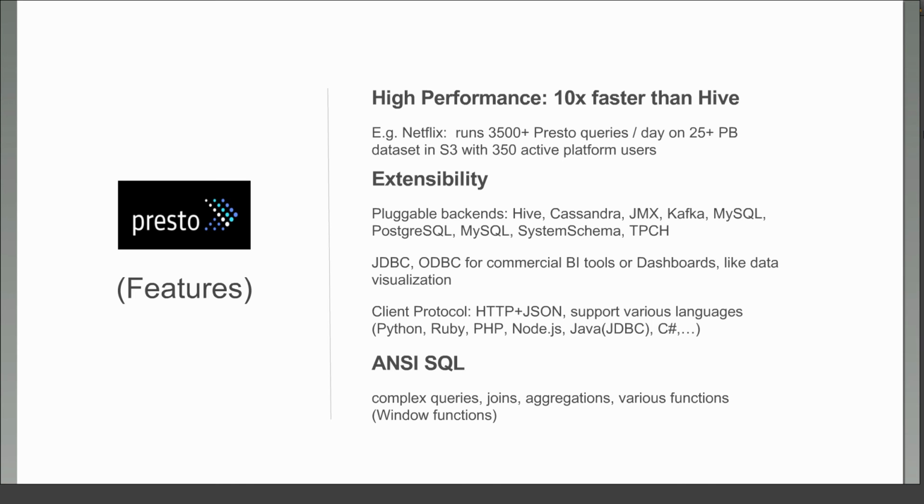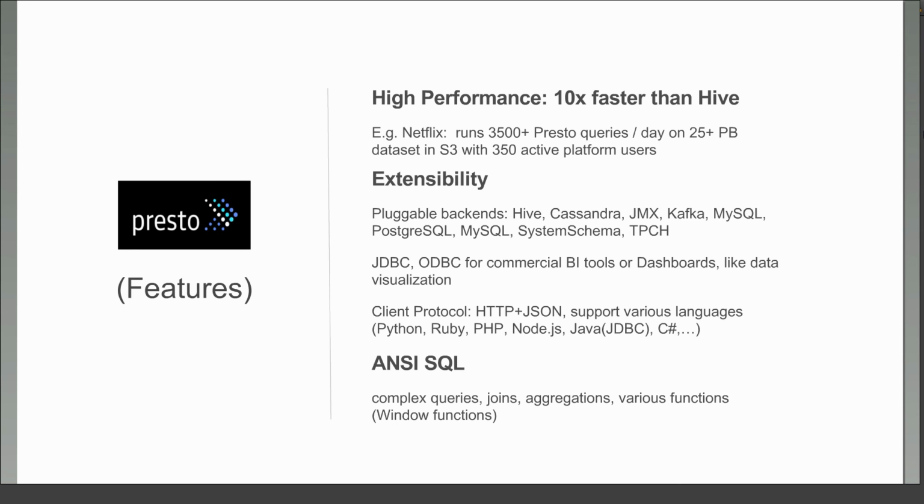It's extensible, a bunch of pluggable backends for different integration technologies, database stores, etc. Hive, as we mentioned. JDBC and ODBC connectors are available to support BI tools and dashboards. You can have different software clients talk to Presto, the Presto service, using HTTP and JSON. A variety of languages are supported.